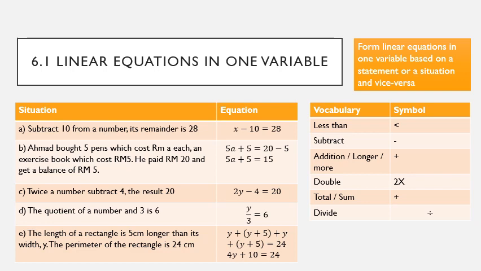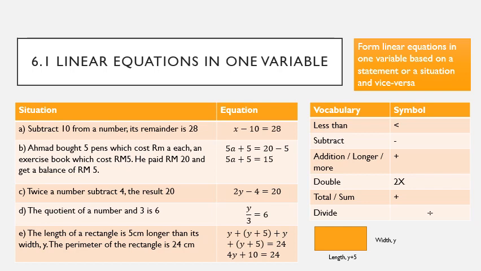Okay, ni pula cerita sikit. So the length of a rectangle is 5 cm longer than its width. So the perimeter of a rectangle is 24. So dia bagi tahu kita ada rectangle yang width dia adalah y. Length pula 5 cm longer. So bila longer maksudnya tambah 5. Okay. So y. So length dia jadi y tambah 5.